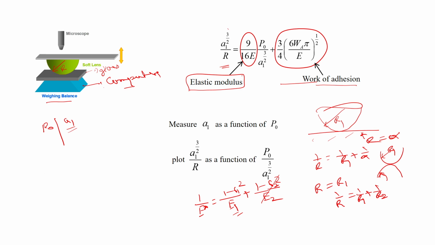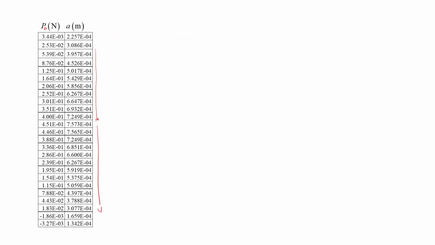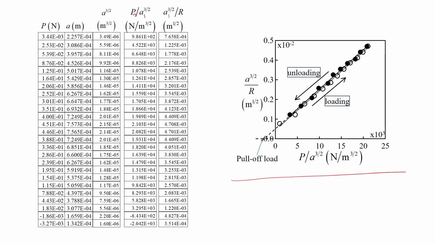So, you get both the things, but in addition you get something else also, and I will come to that point in a minute. So, you see that here, from the slope you can obtain the elastic modulus, and this is the intercept over here. From this intercept you will get the work of adhesion.